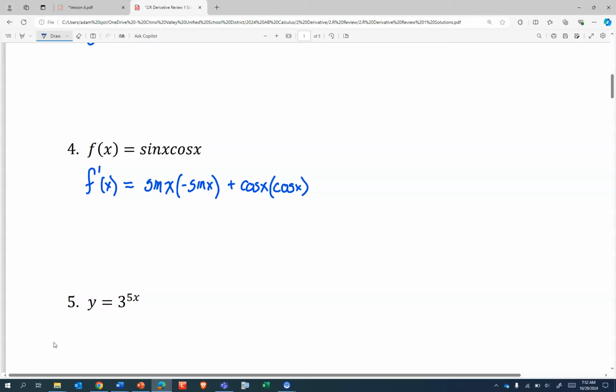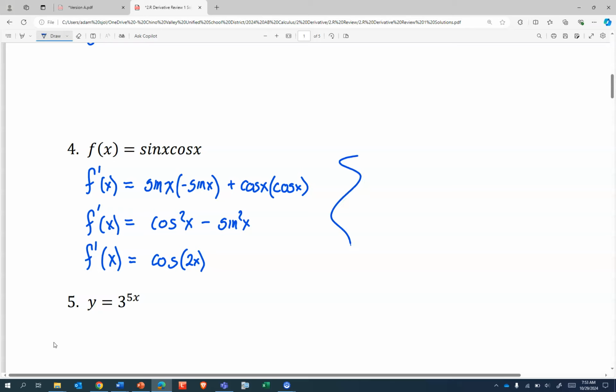Derivative of sine of x is cosine of x. So f prime of x is cosine squared x minus sine squared x. That should feel like a trigonometric identity, and that is cosine of 2x, or cosine of x plus x. So if you didn't see that coming, you might miss that on a multiple choice because you don't know your trigonometric identities. You can check that out. Remember, cosine of x plus x is cosine of the first, cosine of the second, minus sine of the first, sine of the second, if you need it.